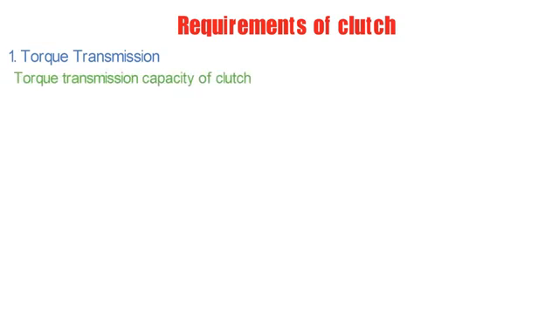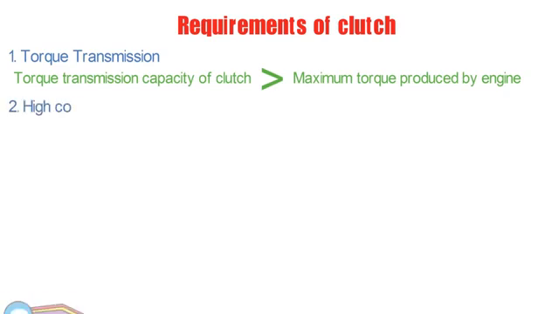Now let us talk about requirements of clutch. First and the most important requirement of clutch is torque transmission. The torque transmission capacity of clutch should be greater than maximum torque produced by engine, or in other words, clutch must be designed at 125 to 150% of maximum torque produced by engine.